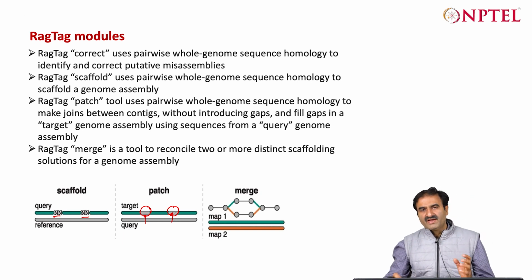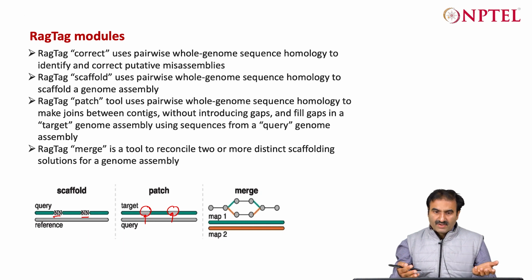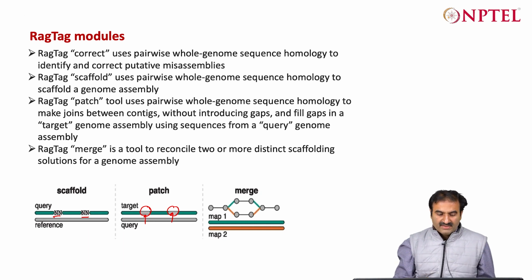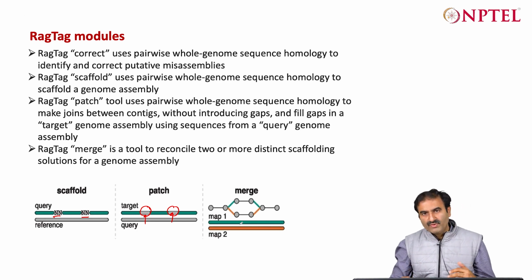So basically target and query are nothing but two types of assemblies that you are dealing with, the long read and short read assembly. You can use either of those as target or the query. Okay, and then the third thing is you can merge two or more distinct scaffolds to form the genome assembly. So using the information from the target and query, or long and short together, it will merge them together and form the contiguous assembly.